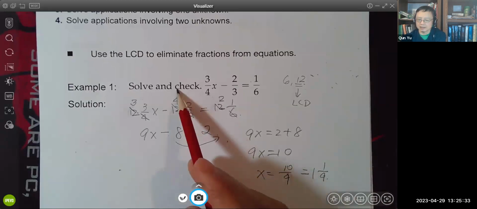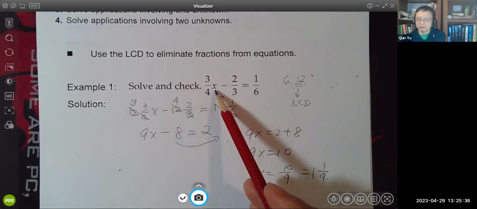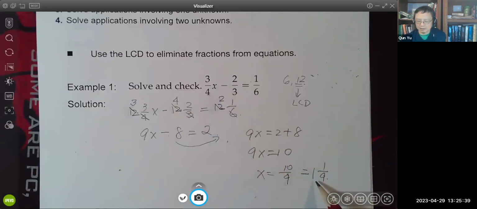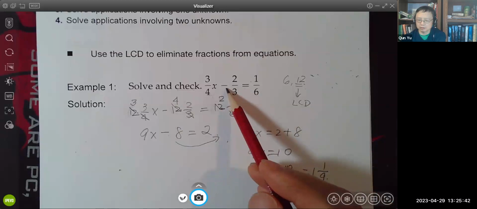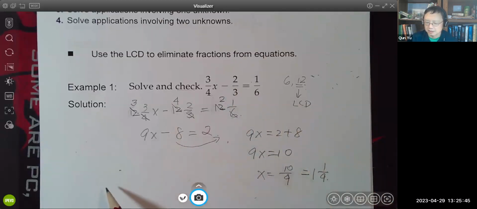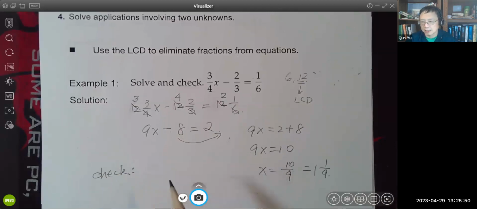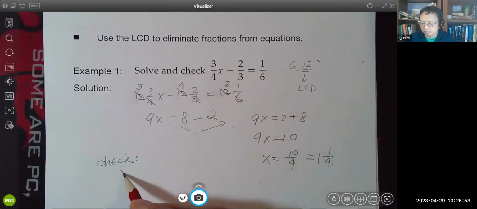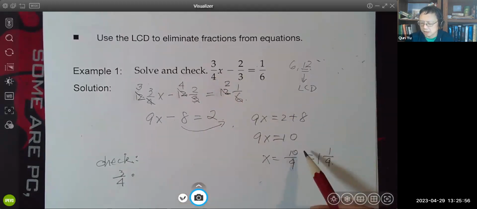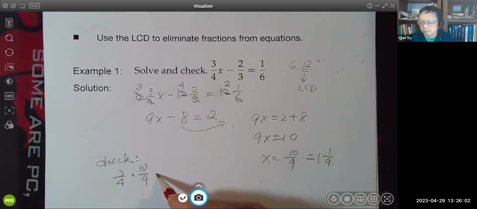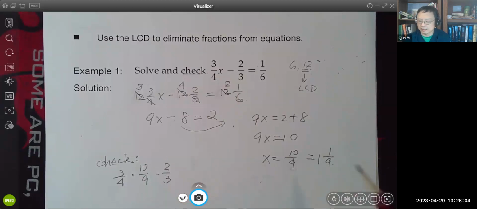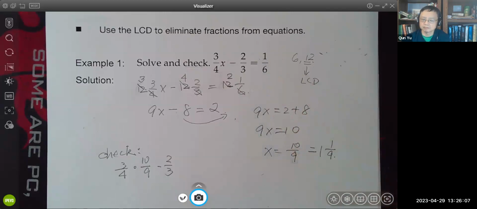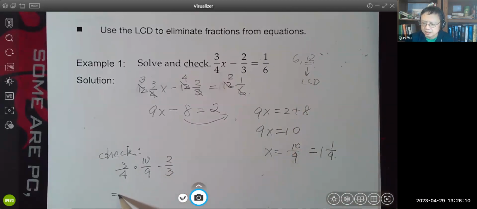Now to check the answer, all you need is to replace the variable with the value, and then see if both sides are equal or not. So let's check this one. On the left-hand side, we have 3/4 times x. x is 10 over 9. That minus 2/3. And if our answer is correct, we should get 1/6. So let's do this calculation. And always try to simplify fractions when you multiply them together.